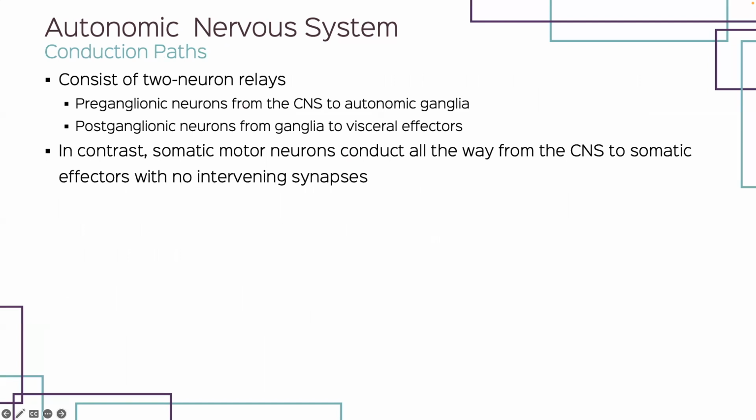Conduction paths to visceral and somatic effectors from the CNS somewhat differ. Our autonomic paths to visceral effectors consist of two neuron relays. Impulses travel over preganglionic neurons from the spinal cord or brainstem to autonomic ganglia. They are then relayed across synapses to postganglionic neurons, which then conduct the impulses from the ganglia to the visceral effectors.